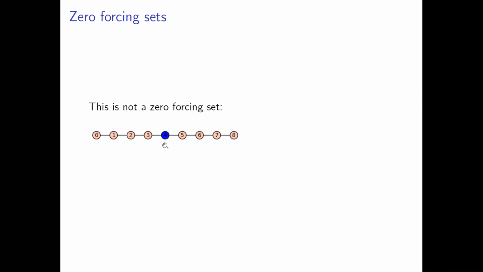Notice that if we chose an interior point of the path and we only have one vertex in the zero forcing set, that's not going to be a zero forcing set because that interior vertex has two white neighbors.